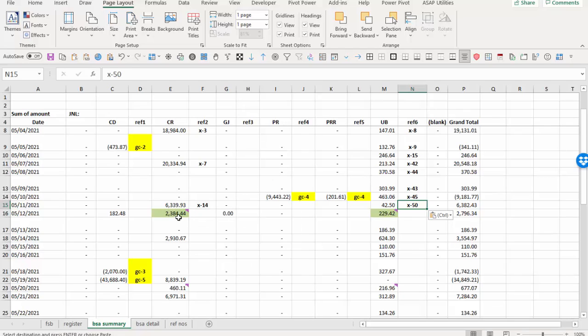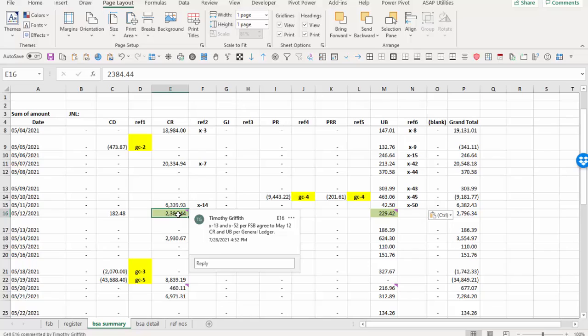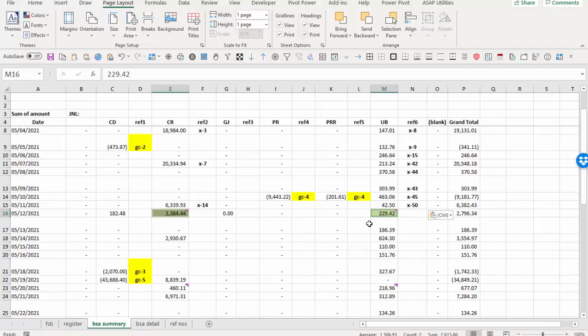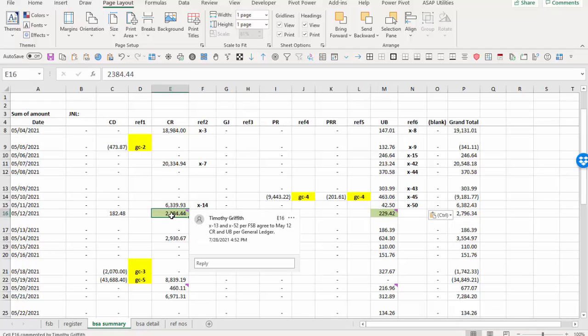So on May 12th, according to the general ledger, 2384.44 was received online or in person, and 229.42 was received online. So the total of those two amounts is $2613.86.